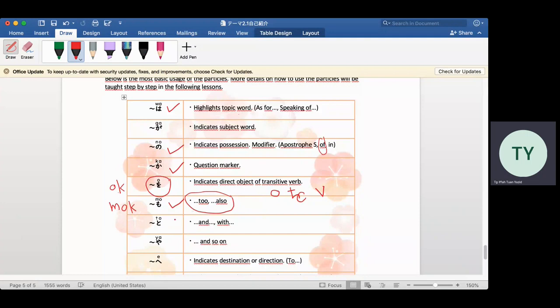Next, to. This one, to. Spelling is T-O, but pronounced T-O-K lah. To means and or with. Ali and Abu. Ali to Abu. Fish and cake. Fish to cake. Coffee and spaghetti. Coffee to spaghetti.